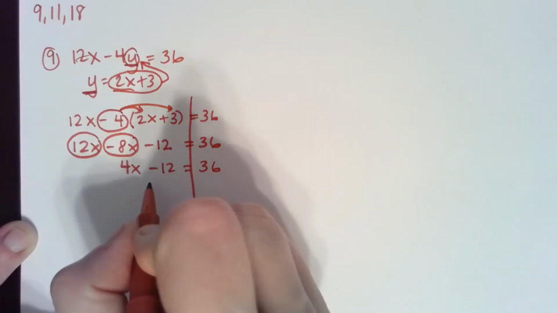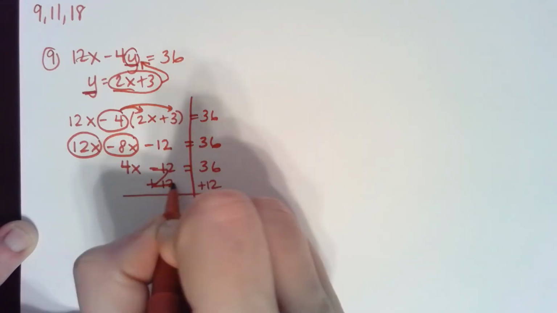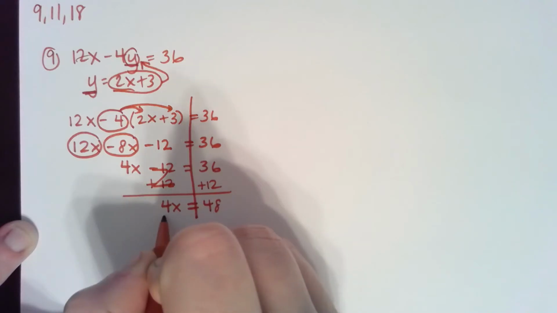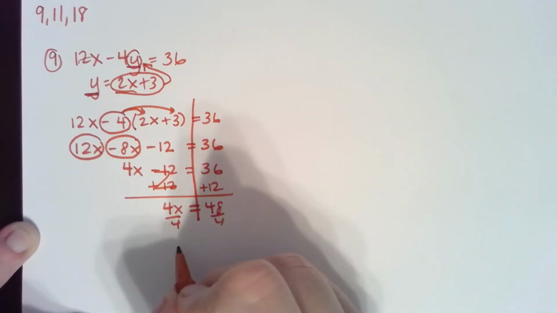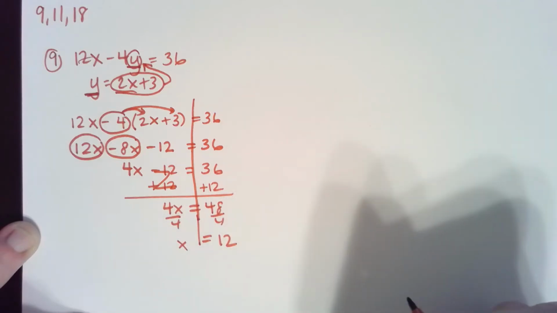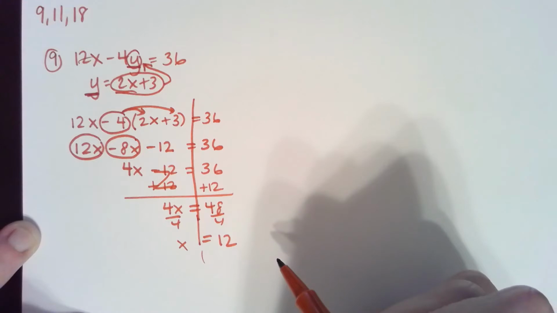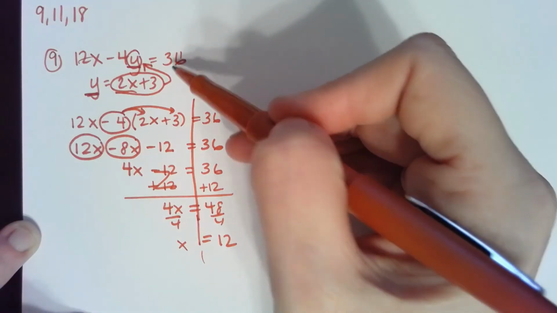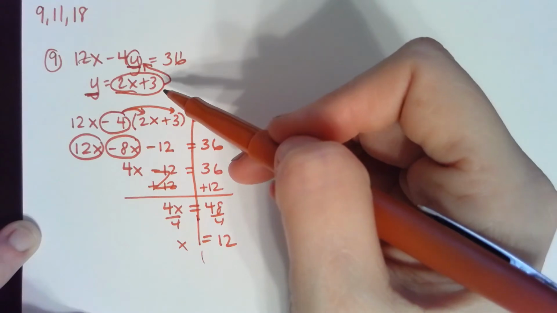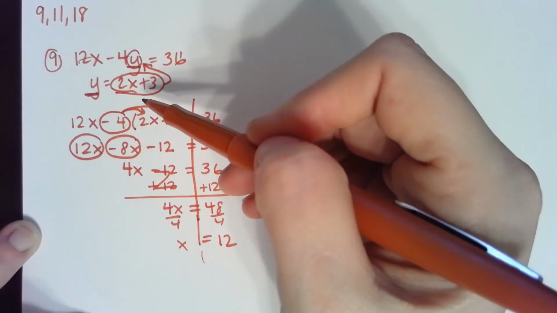Okay? Now I'm going to add 12 to both sides. And this zeroes out, leaving me 4x equals 48. When I divide both sides by 4, I get x equals 12. Okay, so I think that x is 12. I'm going to go back to one of these equations and substitute it in. Now, I could easily substitute it into this first one, but the second one looks easier to me because since I'm trying to find y, and y is by itself, I don't have to worry about there being stuff on both sides of the equal sign.